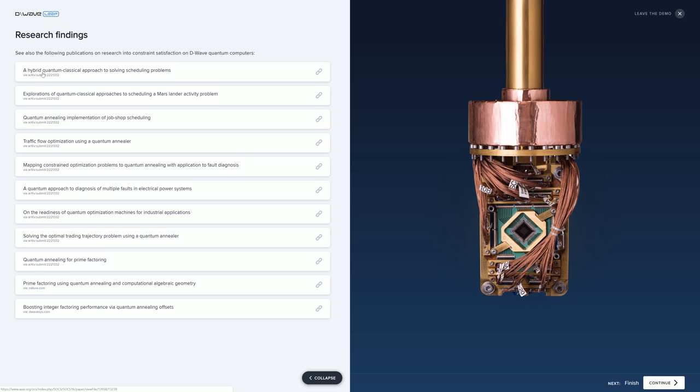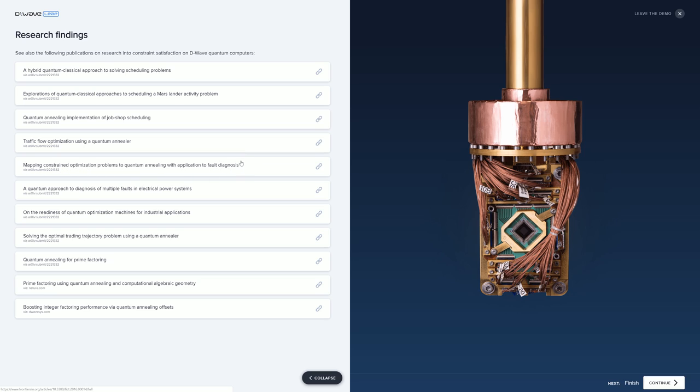Research findings. A hybrid quantum classical approach to solving scheduling problems. Exploration of quantum classical approaches to scheduling a Mars lander activity problem. Quantum annealing implementation of job-shop scheduling. Traffic flow optimization using a quantum annealer. I like that one actually, I will come back to it right after. Mapping constraint optimization problems to quantum annealing with application to fault diagnosis.